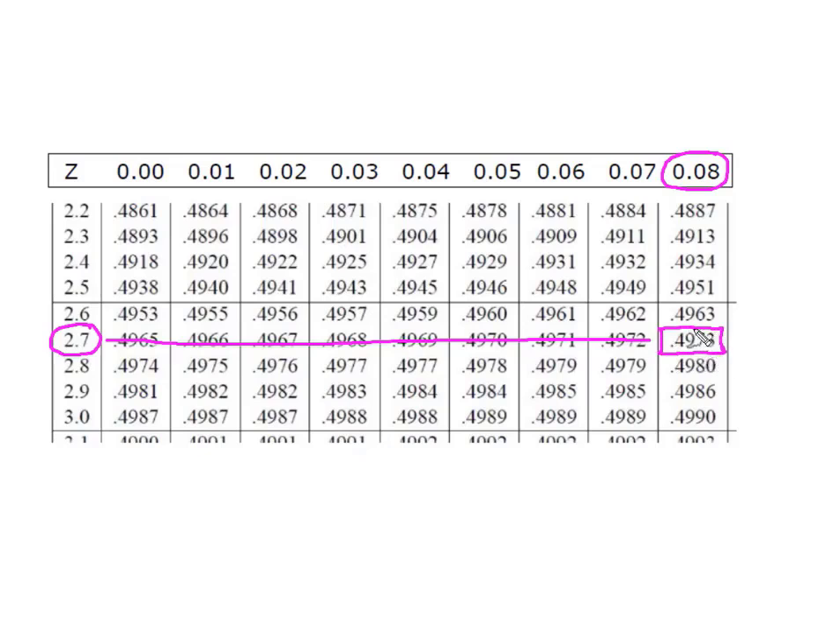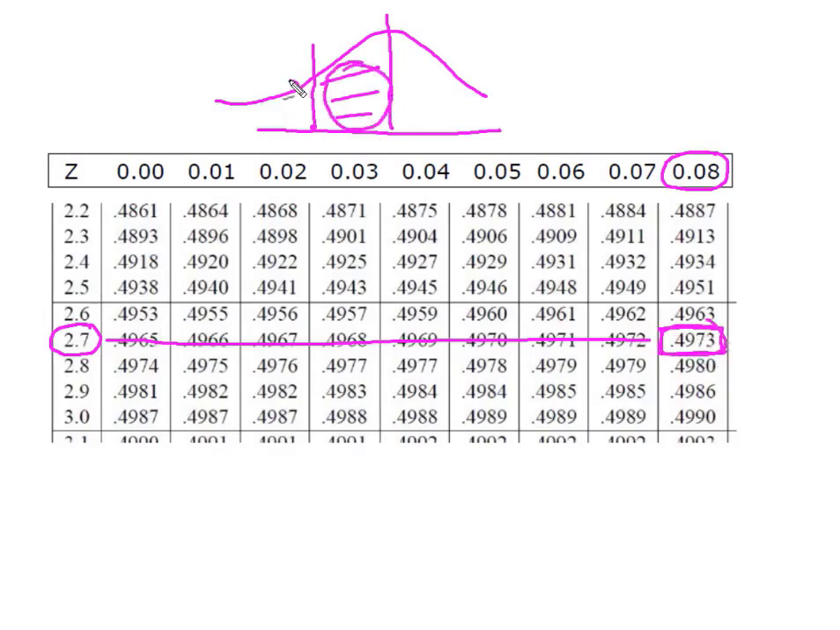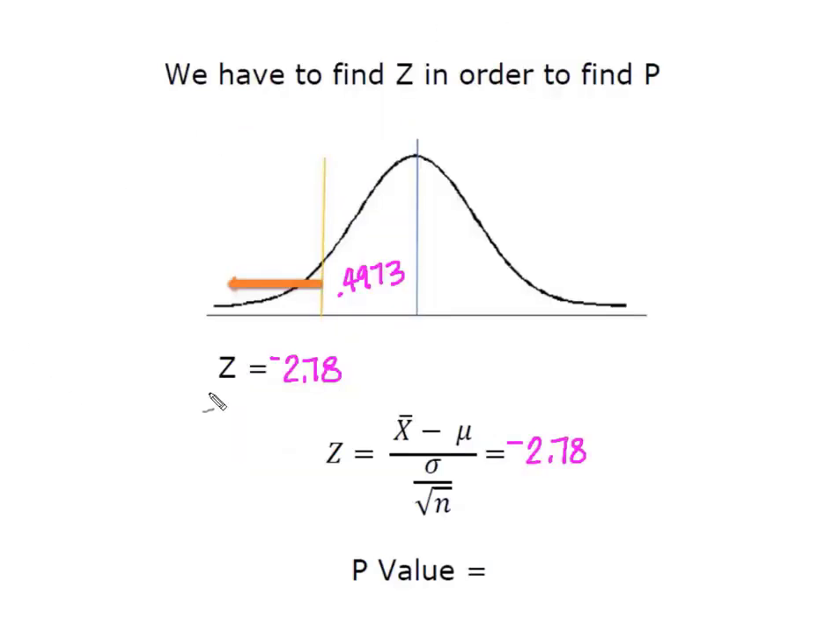0.4973. And what this normal distribution table shows us is the area from z back to the mean. So now I know that 0.4973 is this area here. So I'm going to have to subtract it from 1 to get this area here. Alright, so we had our z-score of negative 2.78. That gave us 0.4973 here.